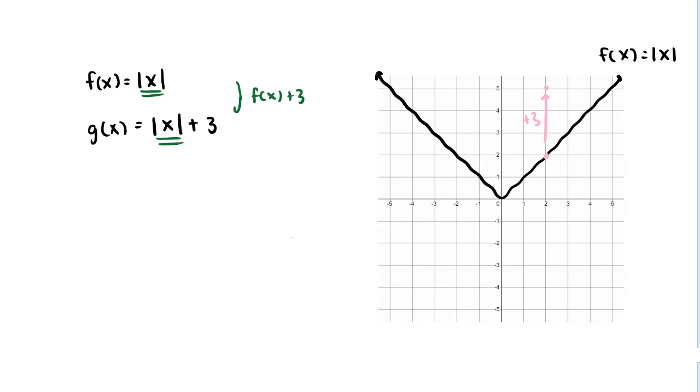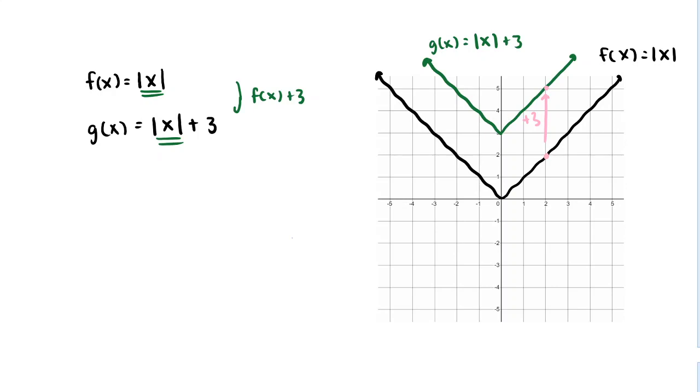This is going to happen for every point, and our graph of our g of x function is going to look something like this. It's going to be the graph of our original function shifted up 3 units. So this is g of x is equal to the absolute value of x plus 3.